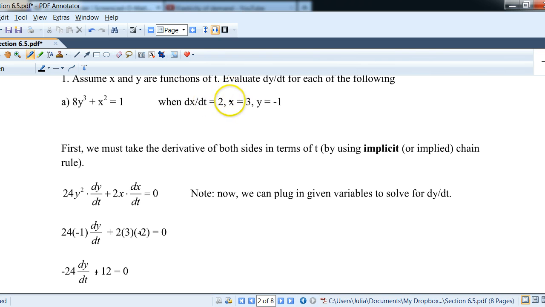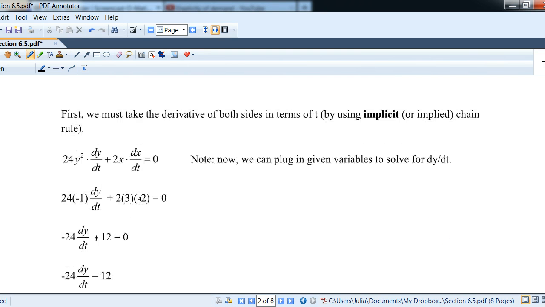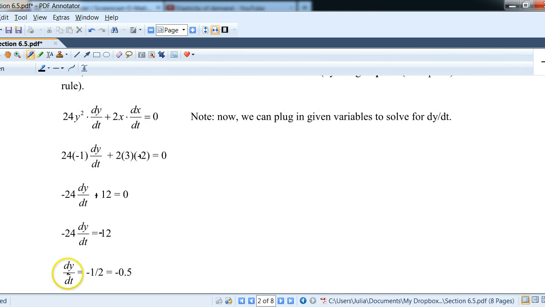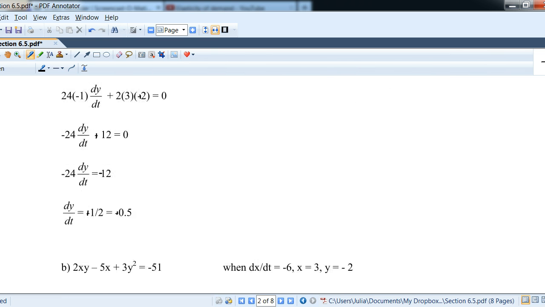Yes, because I think it was just a minor typo. dx/dt should be positive 2. Okay, so we get negative 24 dy/dt plus 12 equals 0, which means this should be a little minus right here. Okay, and then we divide, I think we should get positive a half. So double check your signs when you're working on these, but it's basically plugging in whatever you're given, okay?